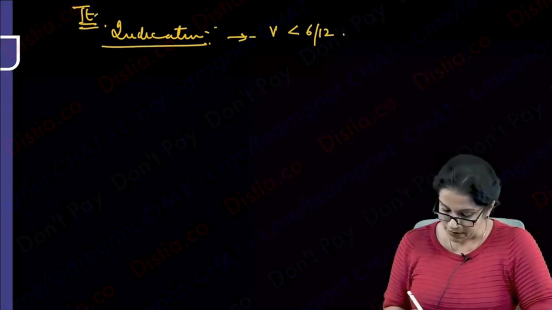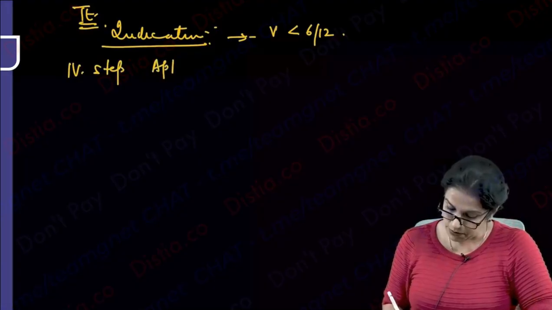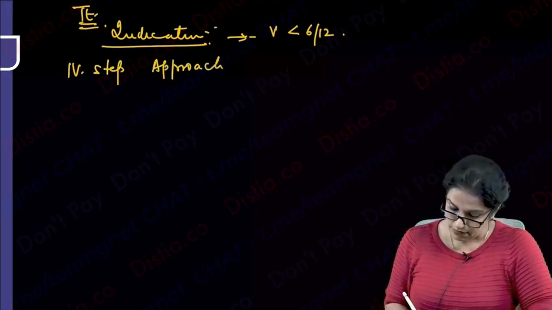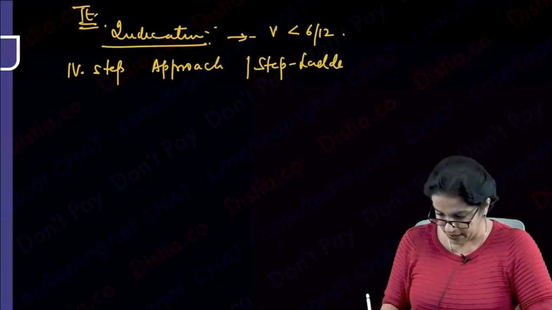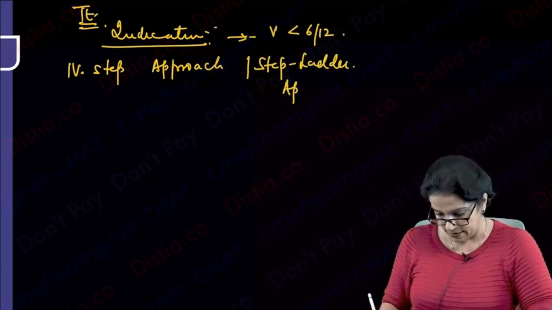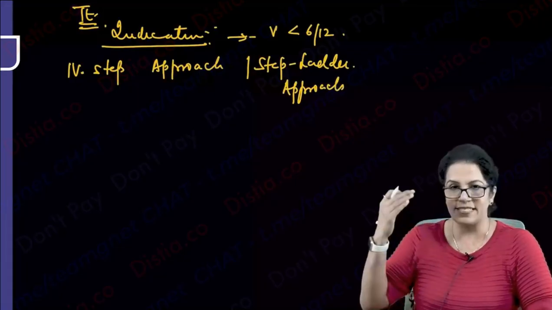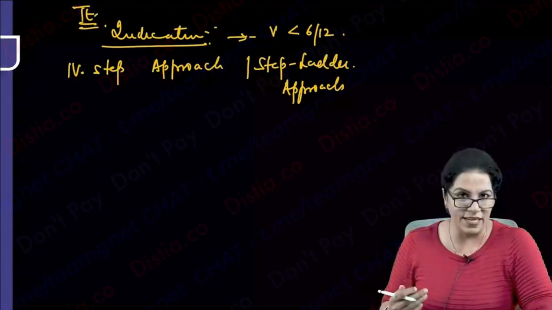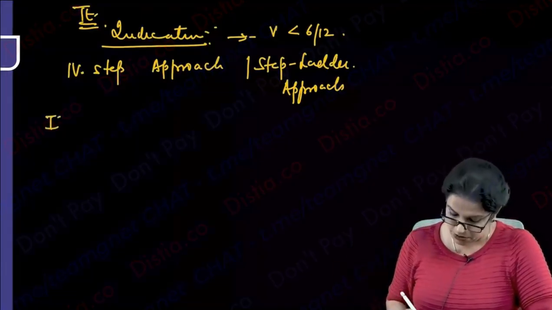Now treatment can be by a 4-step approach. When you say 4-step approach, we also call it the step ladder approach. What do we do here? It means when we talk about step 2, it includes step 1 and step 2. When I say step 3, it is 1, 2 and 3. So this is what the step ladder approach is.